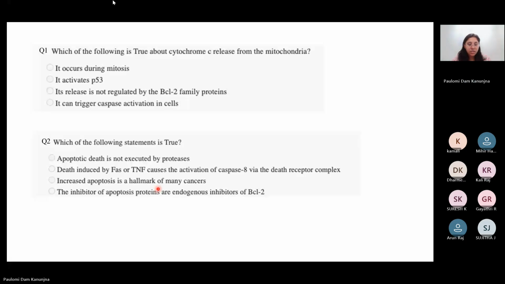All right, I'll give the answers here. The first one is, which of the following is true about cytochrome C release from mitochondria? It triggers caspase activation. Which caspase? We will see there are two different pathways for apoptosis and which one is activated by this. And second, which of the following statements is true? Death induced by FAS or TNF, which we will again associate with one of the pathways of apoptosis, causes the activation of caspase 8 via the death receptor complex. So we will see all of these now. This was just an initiator to what we're going to discuss now.